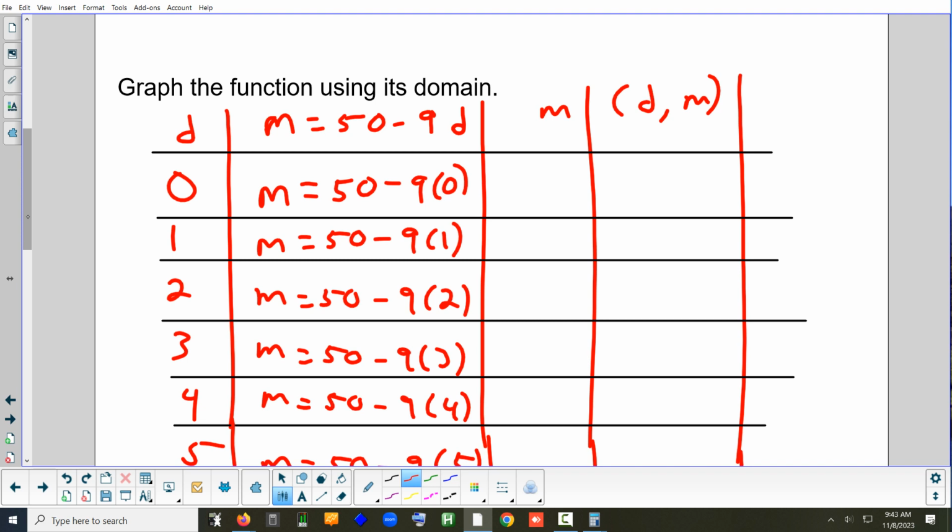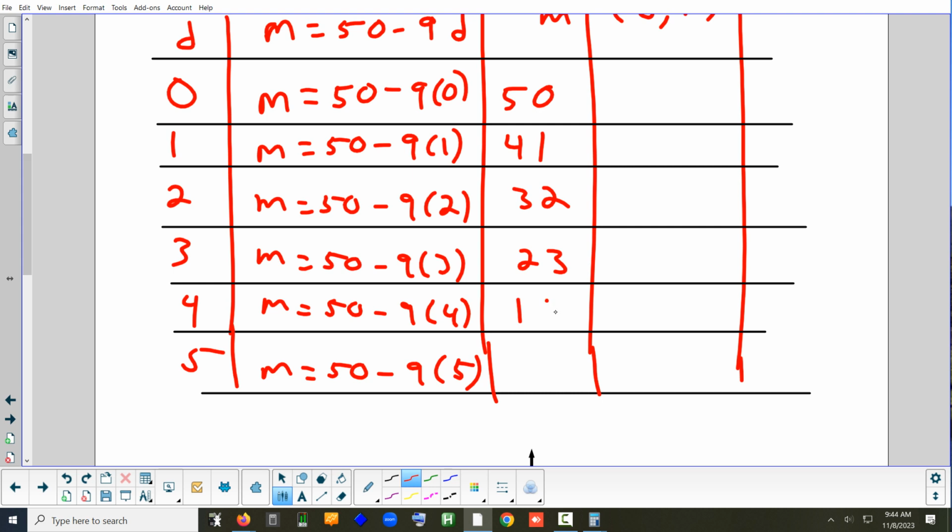All right, so now we just have to write down the money. If you start with $50 and you don't buy any DVDs, how much money would you have left? 50. Okay. If you buy one DVD, how much would you have left? $41. If you buy 2, what's 50 minus 18? 32. Okay. What if you buy 3? 23. And if you buy 4, you would have 14. And what if you buy 5 DVDs? You'd have 5 left.